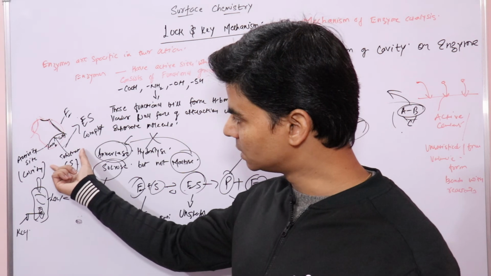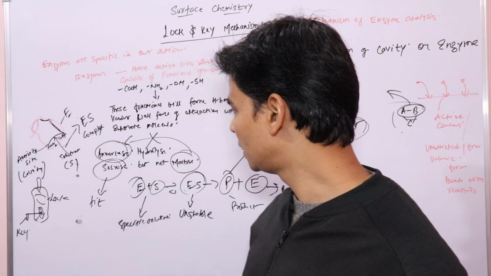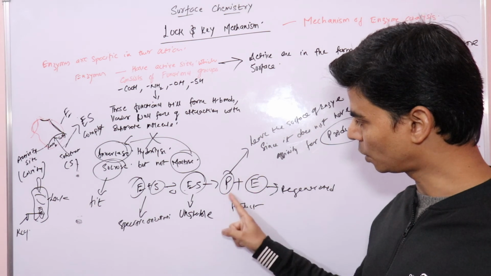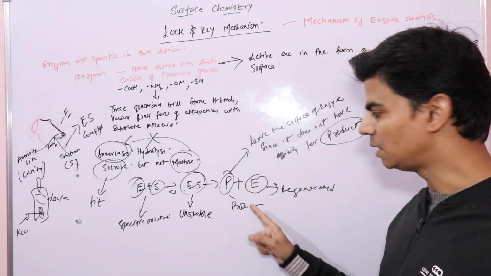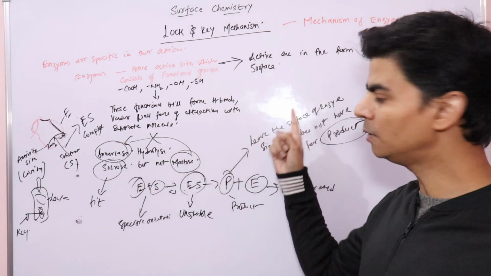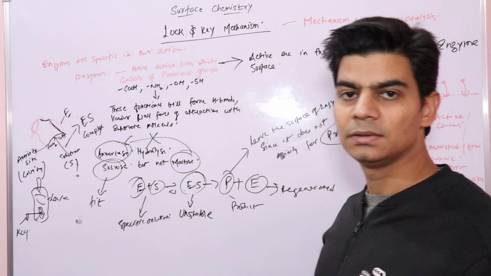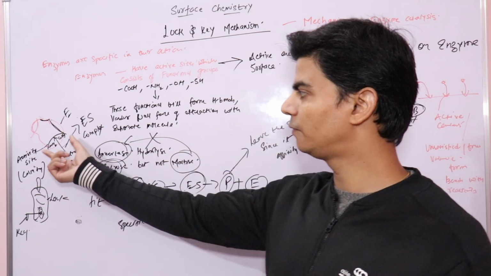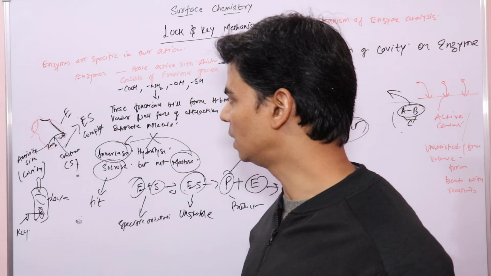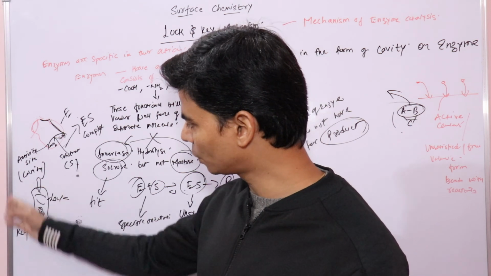So the substrate will form the enzyme substrate complex when in proper orientation, and this enzyme substrate complex, being unstable, will dissociate into product, regenerating the enzyme. Since this product does not have any affinity for the enzyme surface, it will leave the enzyme surface, creating room for fresh substrate to fit into this enzyme cavity, and hence the reaction will continue with this enzyme. And this is the same as the lock and key mechanism.